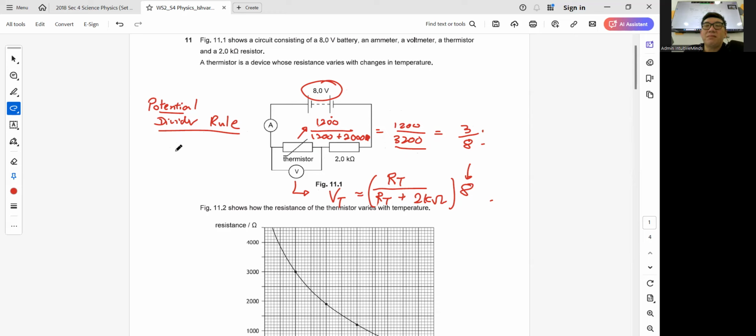Then so you're saying that the thermistor takes up 3/8 of the total. Yeah, yeah. So then the 5/8 go where? What do you think? Who else is in the game? The 2 kilo ohms. The 2 kilo ohms will take the remaining 5/8 of the PD. So think of it as like there are 8 slices of pizza.